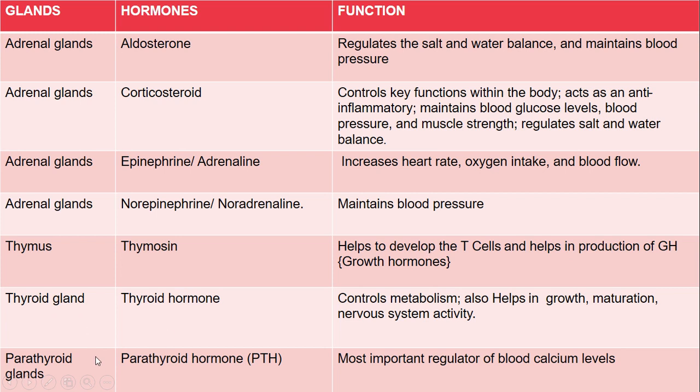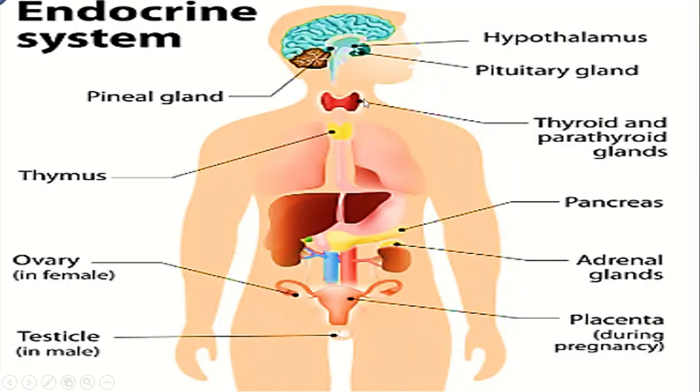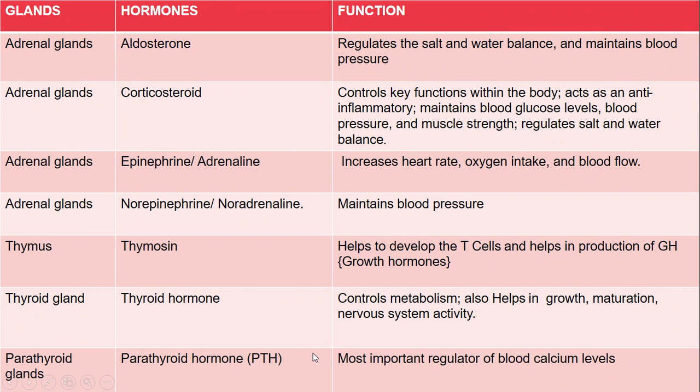Next, the thyroid and the parathyroid. As you see, they are situated in the neck. In the neck part, the thyroid and the parathyroid hormone. The thyroid hormone controls the metabolism and helps in growth, maturation and nervous system activity. As I said, metabolism is all the chemical changes happening in the body. And the parathyroid hormone is the most important regulator of the blood calcium levels. So when you're having a thyroid problem, they automatically check the blood calcium levels because it is interrelated. So the parathyroid hormone is the important regulator of the blood calcium levels.